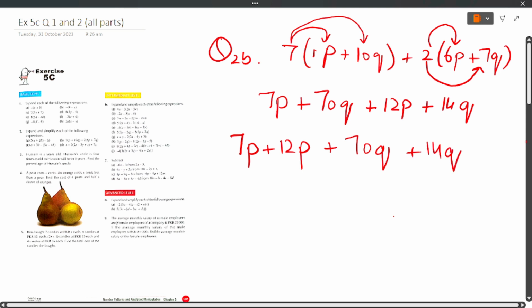So what is 7p plus 12? Constant plus constant. 19p. Constant plus constant. 84q. That's the answer. B is done. Let's move forward towards C. I'm erasing this, girls.